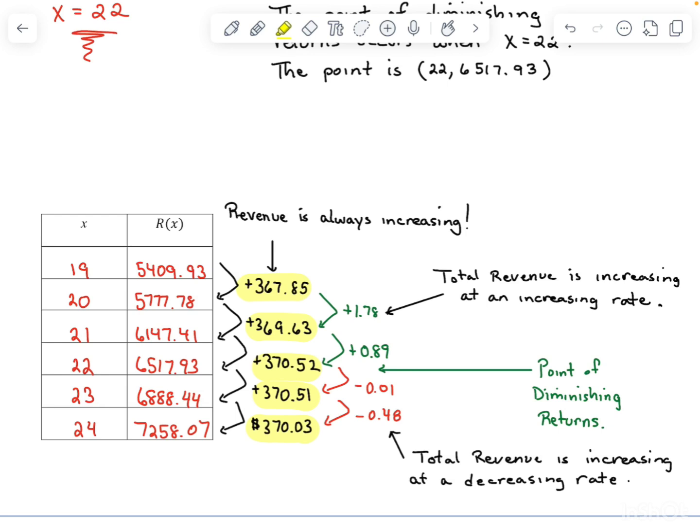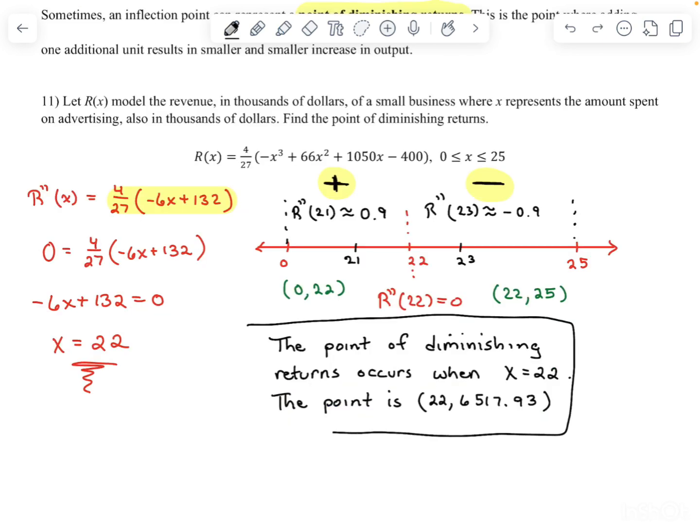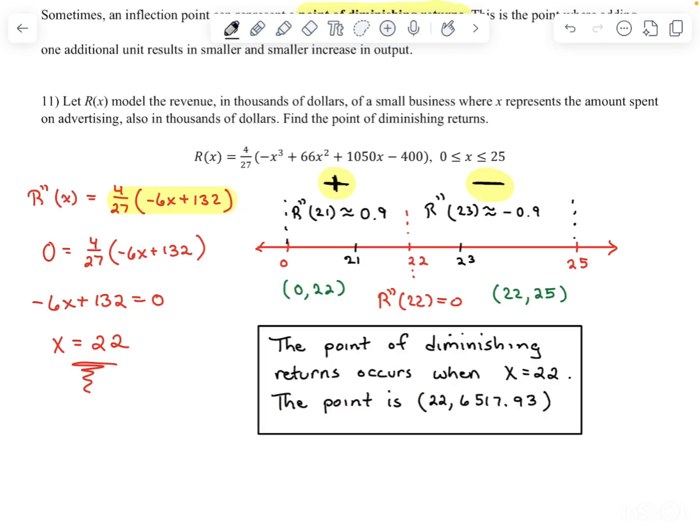However, if you look at the values of x before 22, revenue is increasing at an increasing rate. If you look at the values after 22, revenue is increasing at a decreasing rate, which means the point of diminishing returns occurs at x is equal to 22. And we are done.